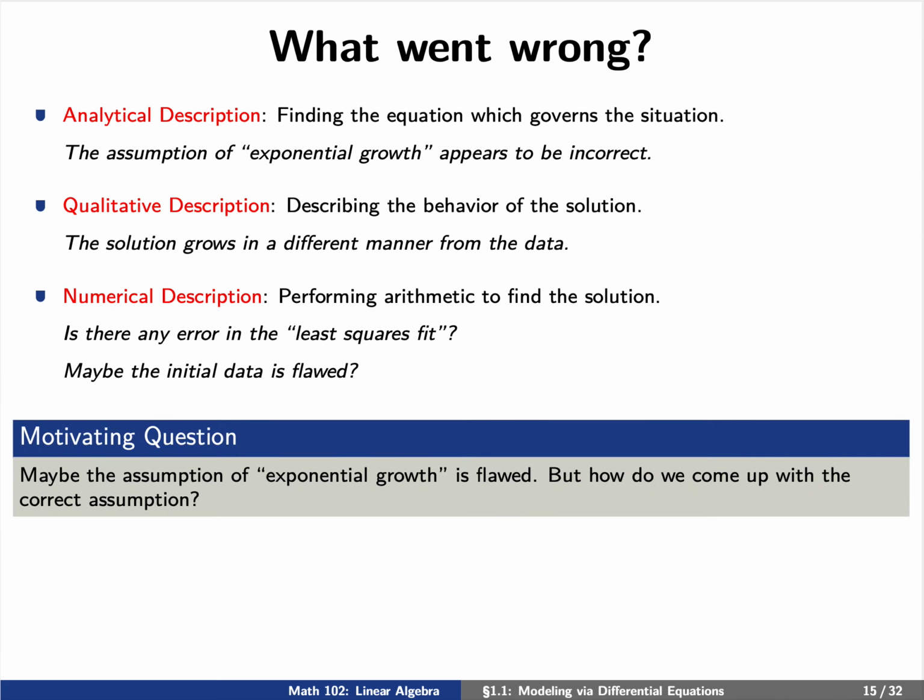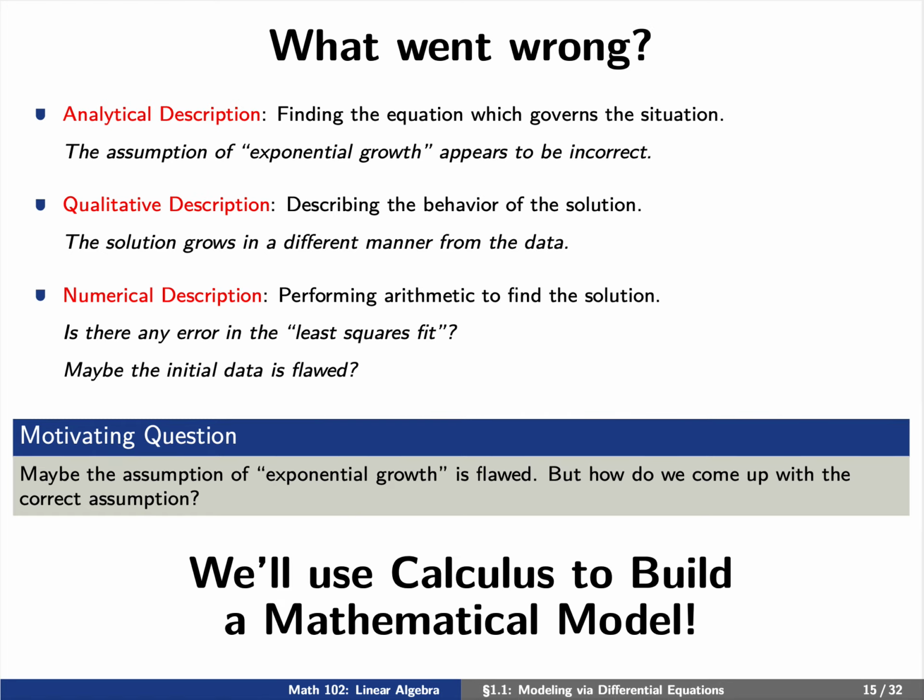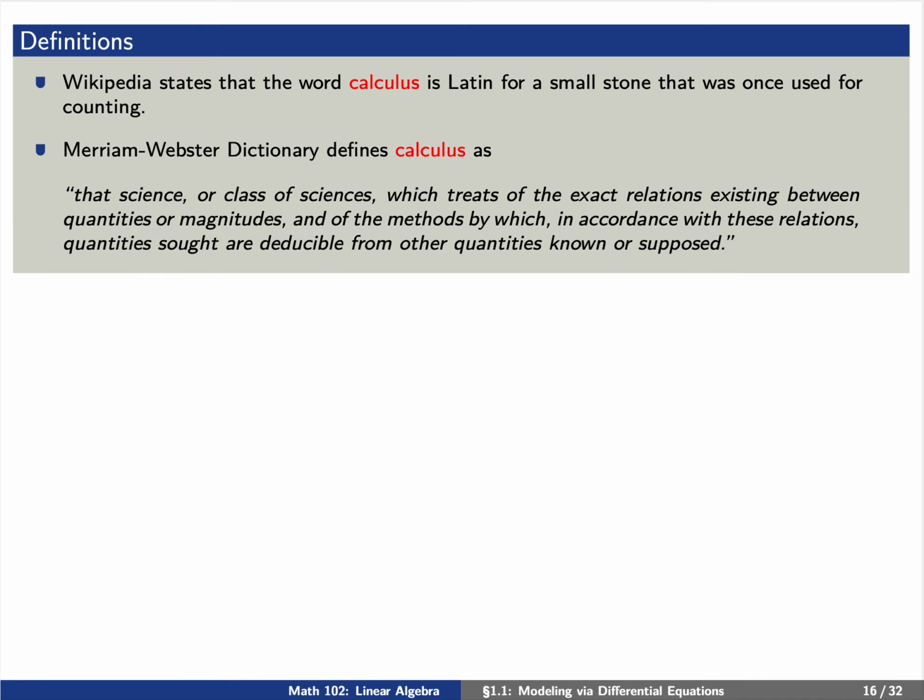Either way, this is going to lead to another motivating question. Maybe the assumption of exponential growth is flawed, but how do we come up with the correct assumption? This is the idea here of the course. We're going to use calculus to build a mathematical model. To do so, let's first remind ourselves, what is the definition of calculus?